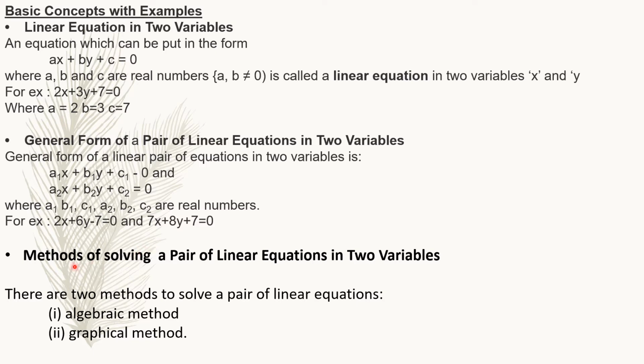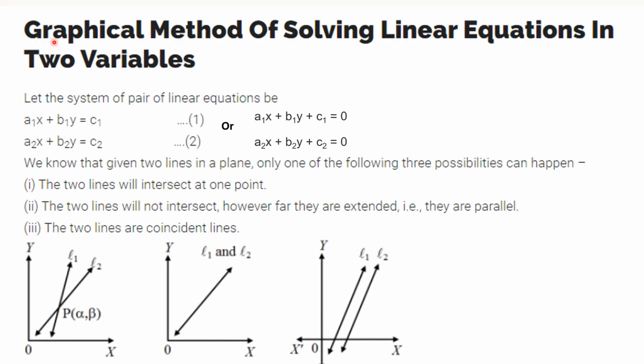Now let us come to the methods of solving a pair of linear equations in two variables. How can we solve the given pair of linear equations in two variables? Here we have two types of methods for solving this pair of linear equations in two variables. First is the algebraic method and second is the graphical method. First of all, we will discuss the graphical method. So let us come to the graphical method of solving linear equations in two variables.